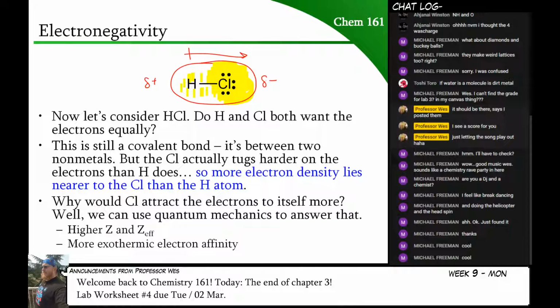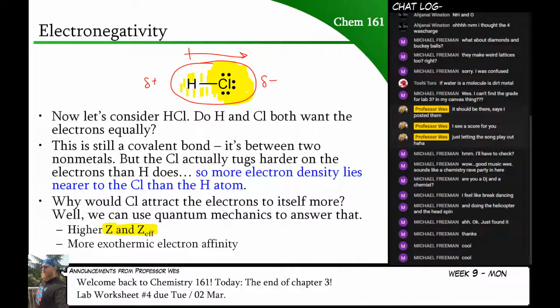We just mentioned it. If I have more protons in the nucleus, I am more able to pull electrons toward myself. So having a higher Z or Z effective represents the ability to pull electrons towards you more effectively. Hydrogen only has a Z effective of 1. Chlorine has a Z effective of 7+. Chlorine's going to pull the electrons tighter to itself.